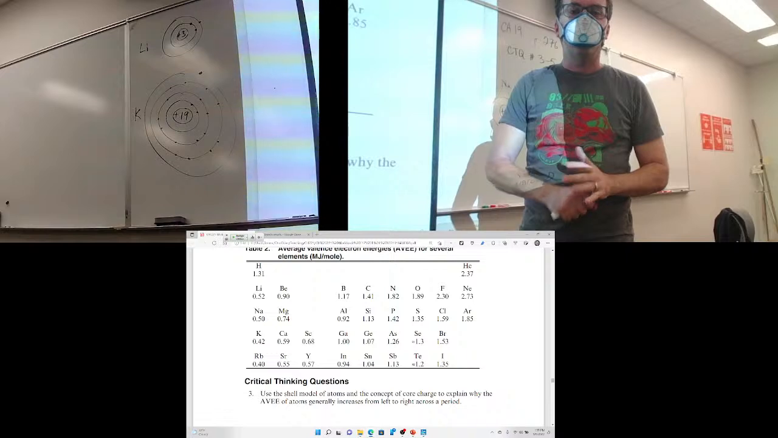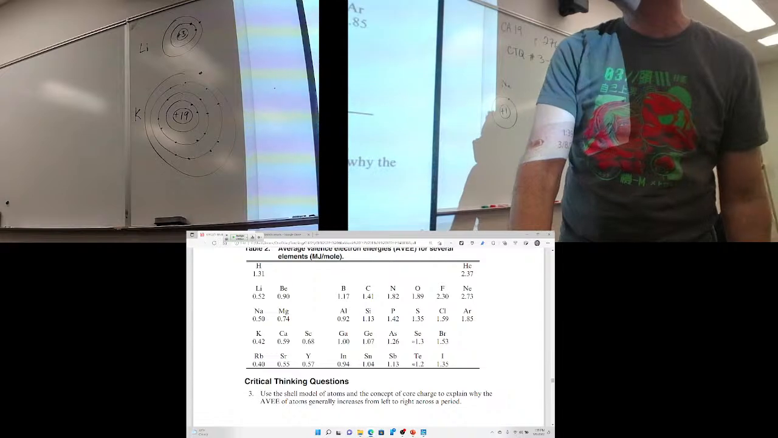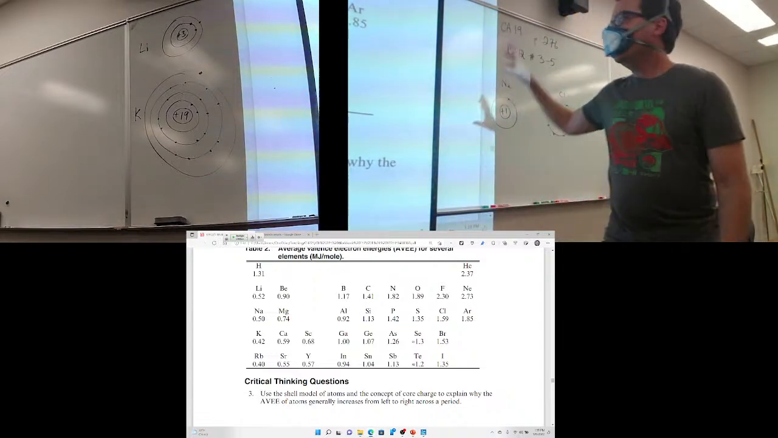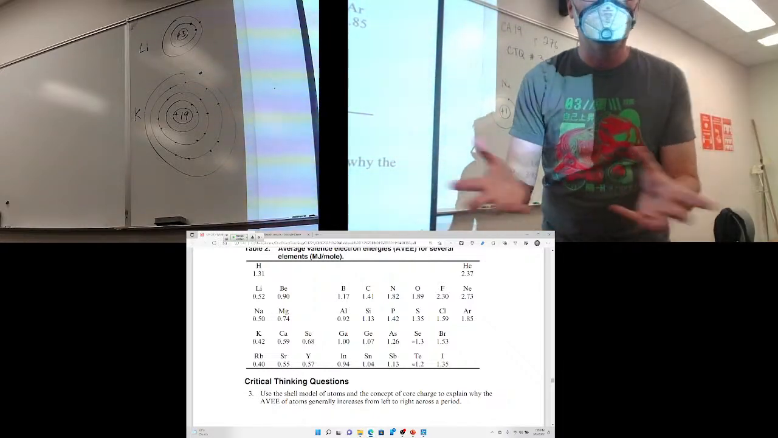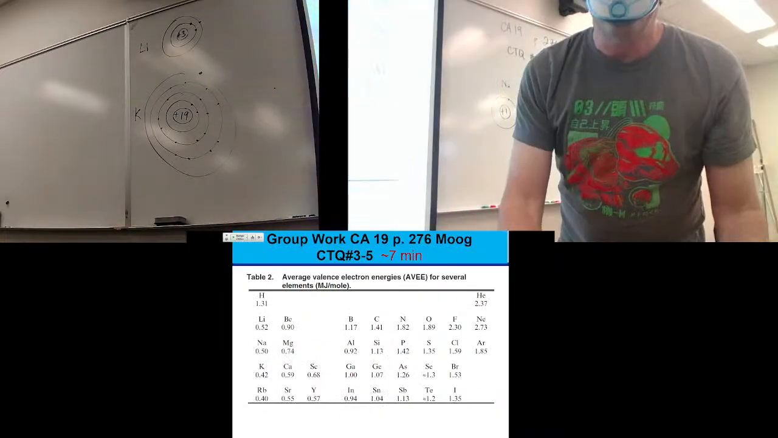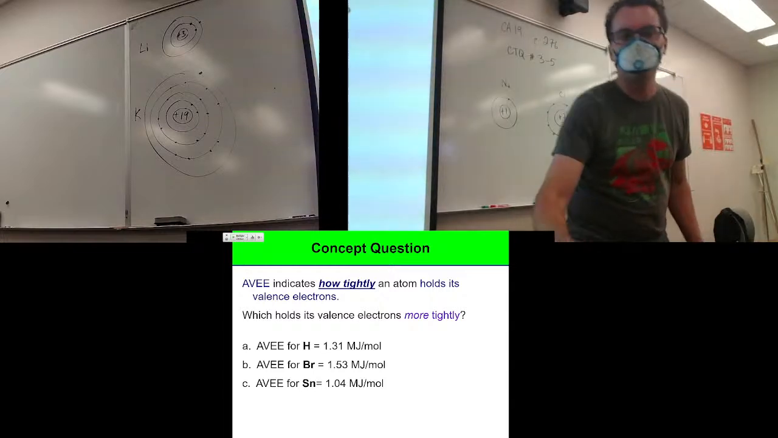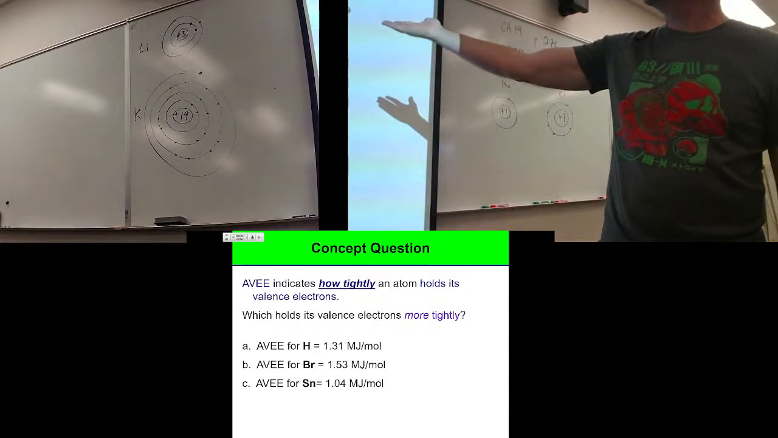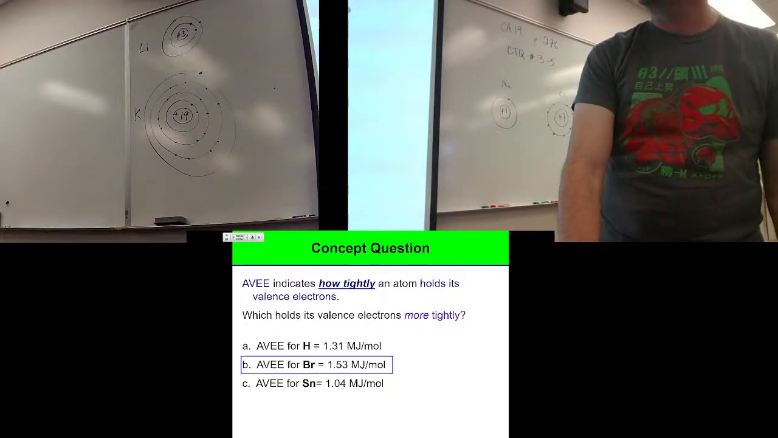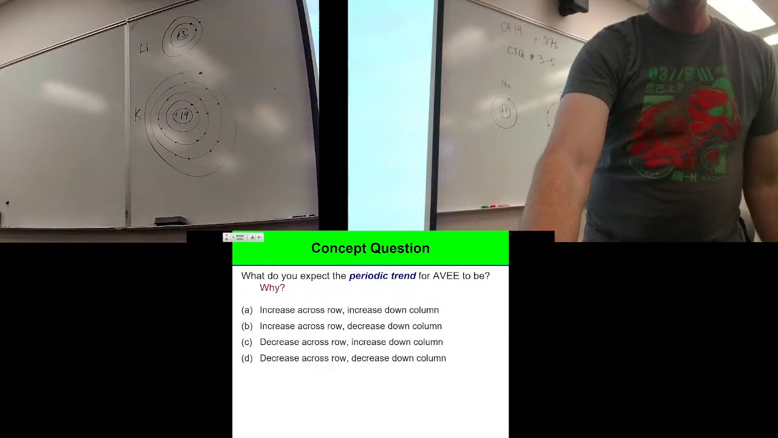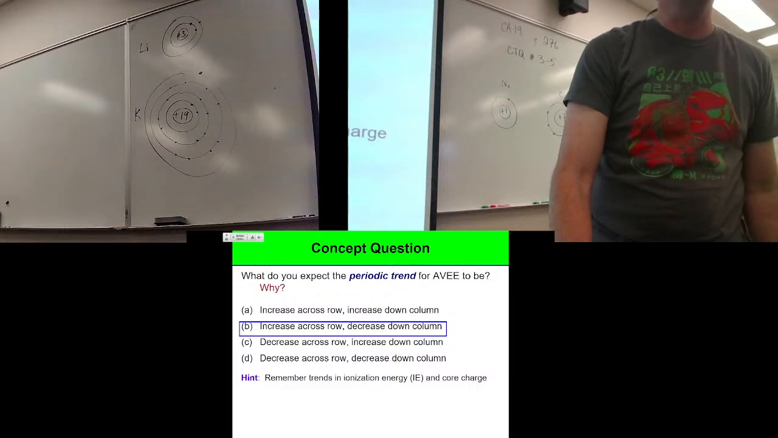Okay. Now you might be thinking, this seems redundant. We've studied something similar to this. Why are we learning this? Well, again, we're combining all of the valence electrons. We're not just looking at the easiest to remove one. We're combining them all together into one number. So if you look at this, which of these electrons is held more tightly? The one with the highest AVEE is held more tightly, so bromine. We see in the trend, it increases across a row, decreases down the column.